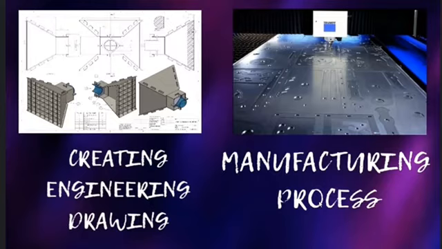The next one is the manufacturing process. After designing the product, we follow different manufacturing processes to manufacture the product. The first step of manufacturing a sheet metal product includes cutting the sheets. This can be performed by laser cutting, water jet cutting, or mechanical shearing. After that, various sheet metal operations such as bending, drawing, etc. are performed to get the desired shape of the product.